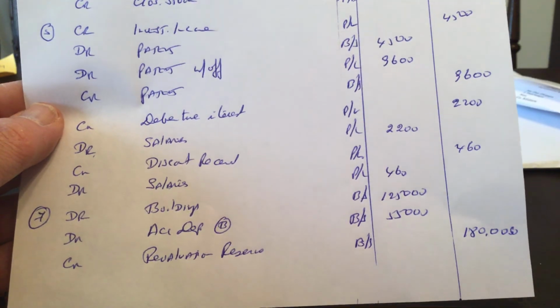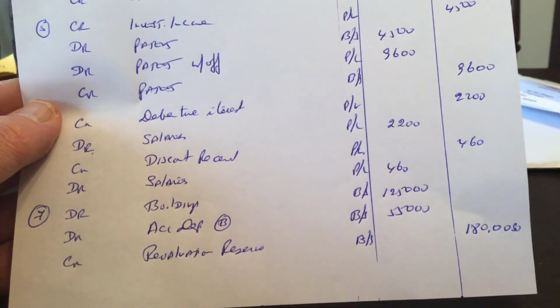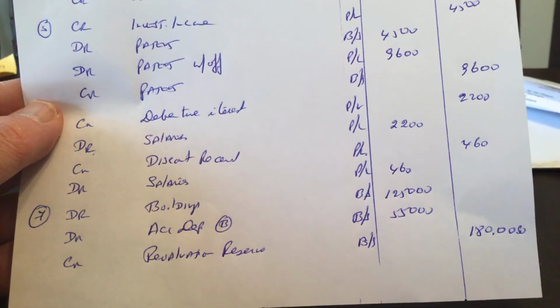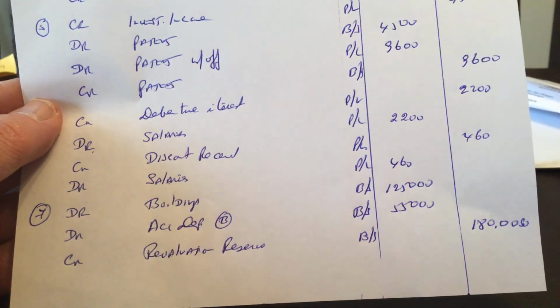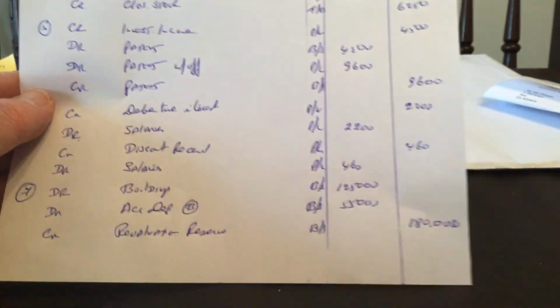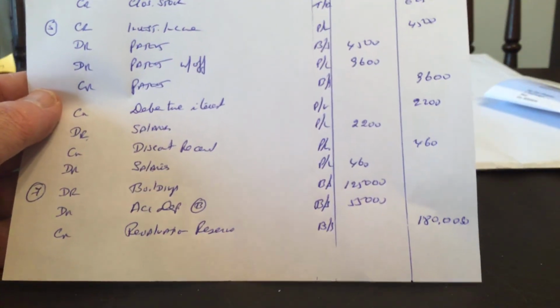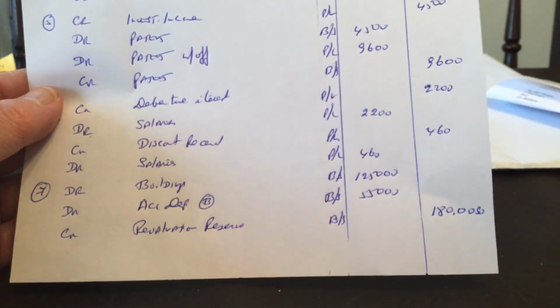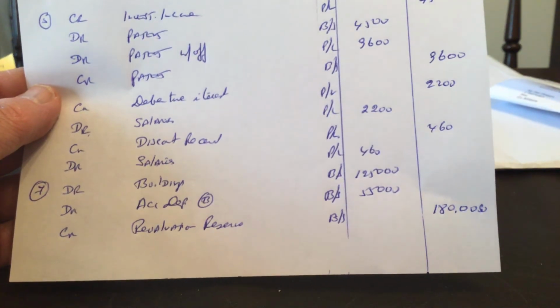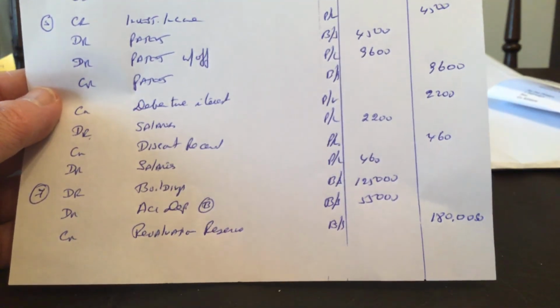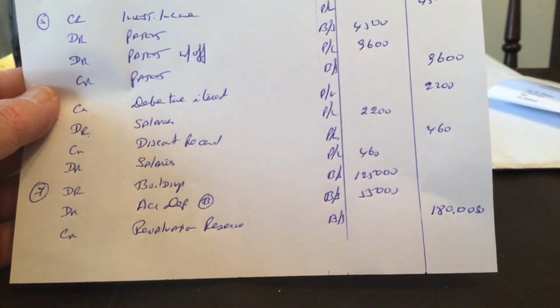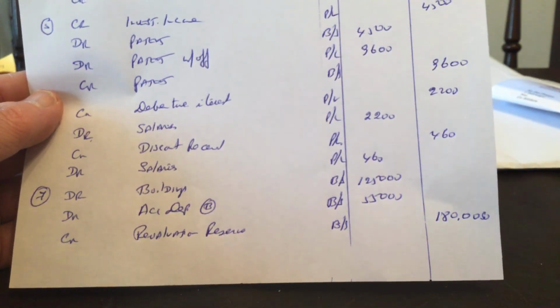Why salaries? Because salaries and general expenses include suspense. And then the discount received of 460, which was entered in the creditor's account, was not entered in the discount received account. So we credit discount received 460 in the P&L because it's a gain. And we debit salaries and general expenses in the P&L of 460. Why? Because it includes suspense.